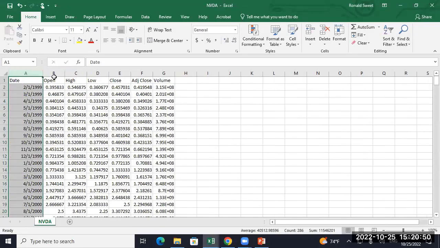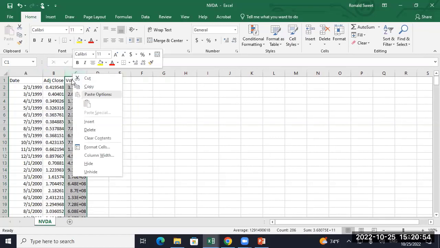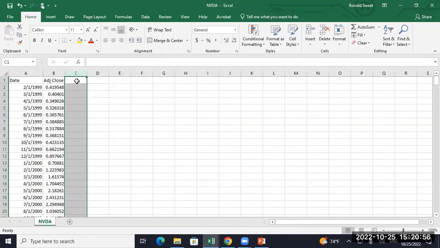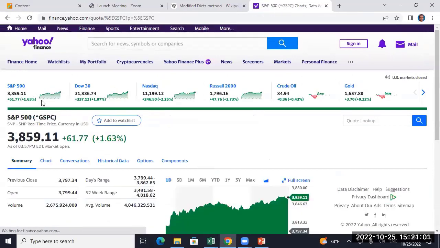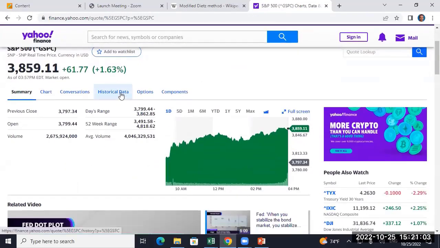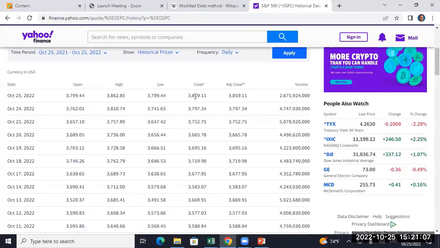There's NVIDIA, and all we need is that adjusted close. And then I'm going to bring the stock market in here as well. You'll notice with the S&P 500 index, the adjusted close and the close are the same. And why is that? Because this is a price only index, which is fine for what we need to do.